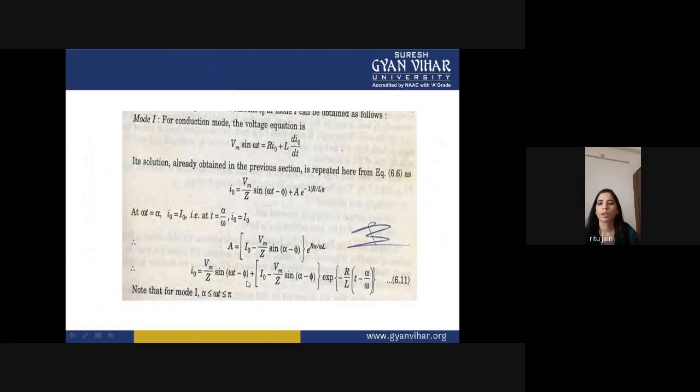By solving this equation, you will get the expression for your output current, which is Vm upon Z sin(omega t minus phi) plus bracket I naught minus Vm upon Z sin(alpha minus phi) bracket close, and the exponential of minus r upon L into t minus alpha upon omega. So this is the equation for your output current. That was mode first, when the freewheeling diode was not conducting. Now we come to the next part, when the freewheeling diode is conducting.